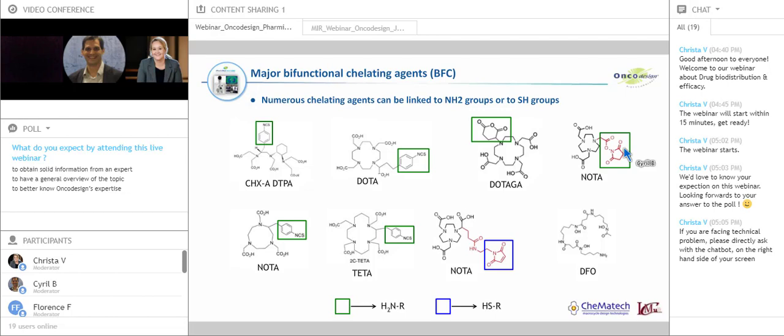The classic chelating agents are DTPA, DOTA, or DOTAGA, but many others are available. DFO will be used for zirconium, for example. And again, this depends on the radioisotope and also on your biomolecules, whether you want to fix on an NH2 or SH group. Depending on your question and your compounds, our expert will help you define which chelating agent and which radioisotope you will need.